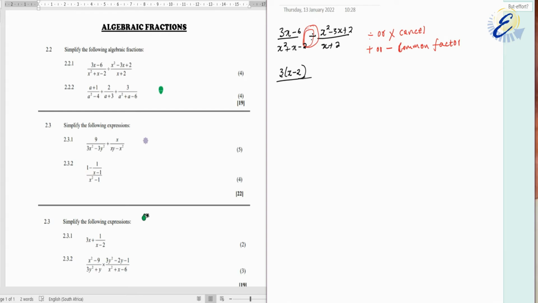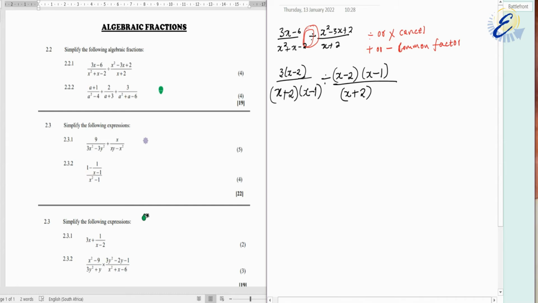If you want to factorize this one, it will be x plus 2 and x minus 1. Here, the divide. If you factorize this one, it becomes x minus 2 and x minus 1, all over x plus 2. Now, there is a division here in the middle.